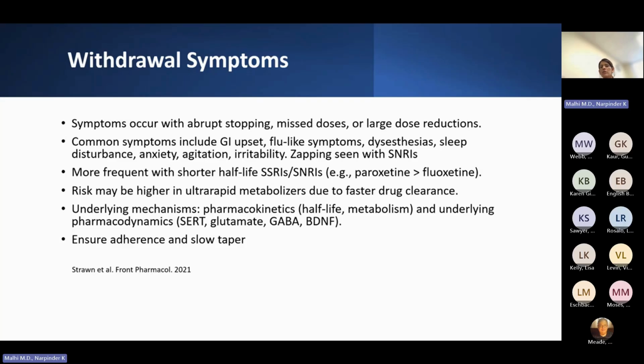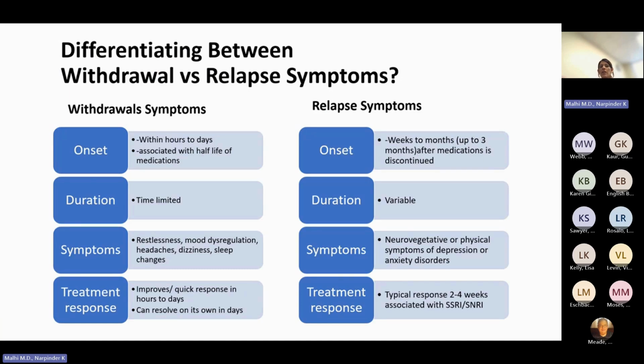And these withdrawal symptoms can come if you abruptly stop the medication, they miss a dose, or if there is a large dose reduction. Suppose you were giving 200 milligrams, and suddenly you say, okay, reduce the dose to 50 milligrams, that can also cause withdrawal symptoms. So it's really important to keep those things in mind, especially the withdrawal, when you're managing the symptoms.